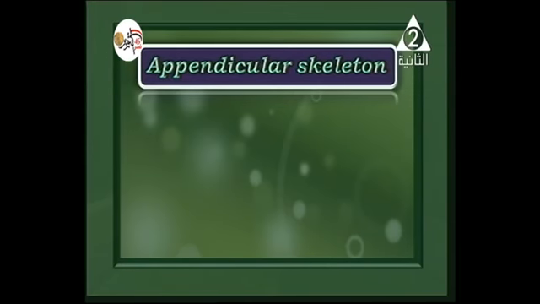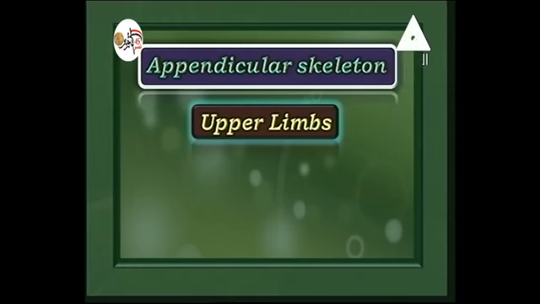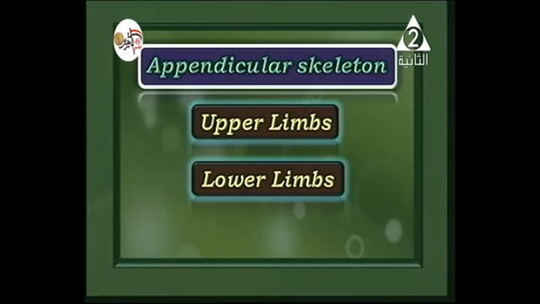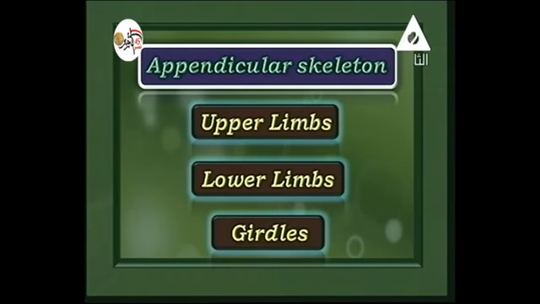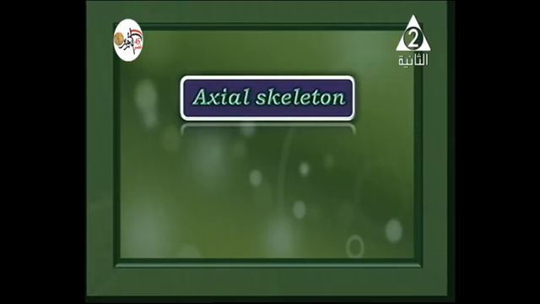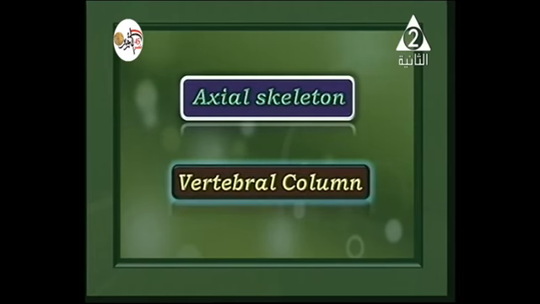While the appendicular skeleton consists of 3 parts only: upper limbs, lower limbs, and girdles, the pectoral and pelvic girdle. Starting with the axial skeleton and vertebral column. Before starting the vertebral column, we need to know some information about each organ. In each organ, we need to know structure, function, and location. Okay?